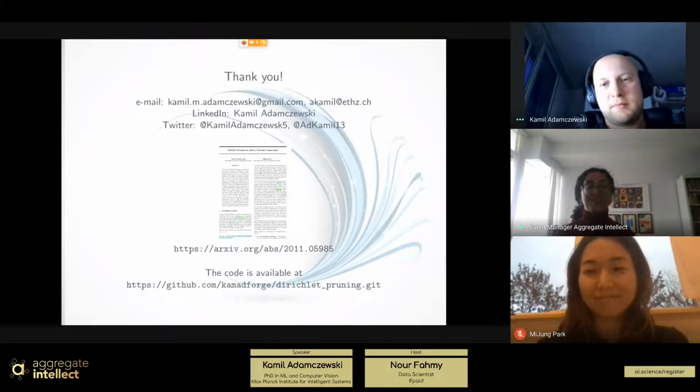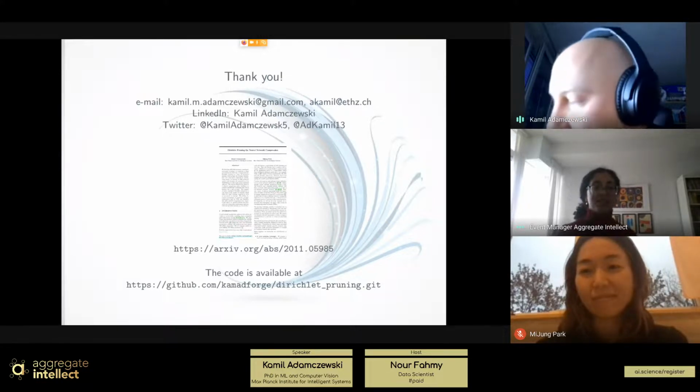I'll definitely ask you about the LiDAR pruning a little bit as well. We've got another question: have you tried, or is it possible, to train the model and the pruning jointly? Say again, could you repeat it again? Yeah.